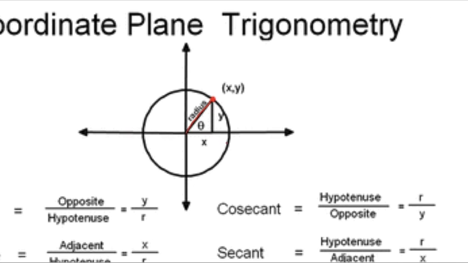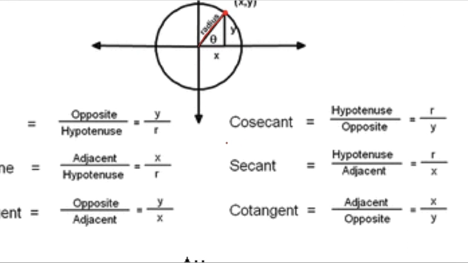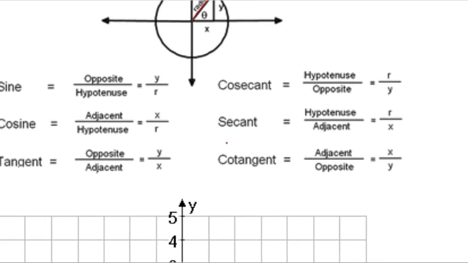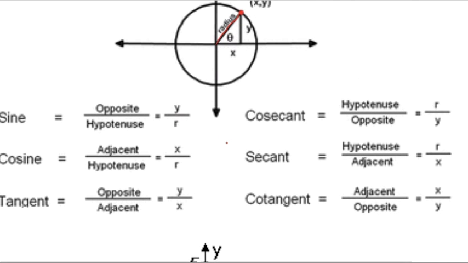We can then change our definitions to use those three things, x, y, and r for radius. Sine is simply going to be y over r, so it's your y coordinate over the radius. Cosine would be x over r, tangent would be y over x, and then the reciprocal functions would be the reciprocals of what they just were.